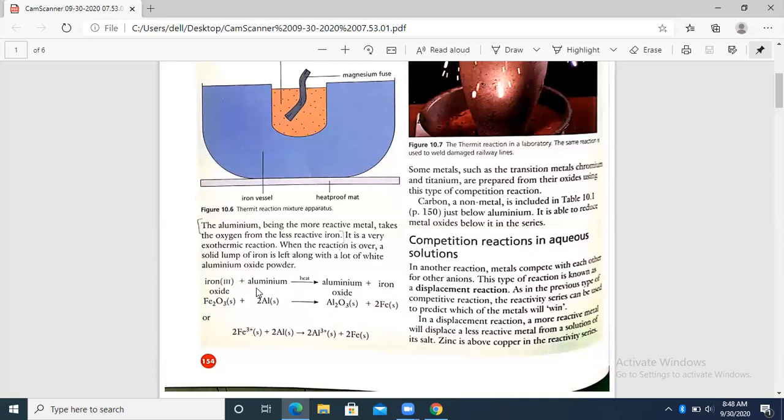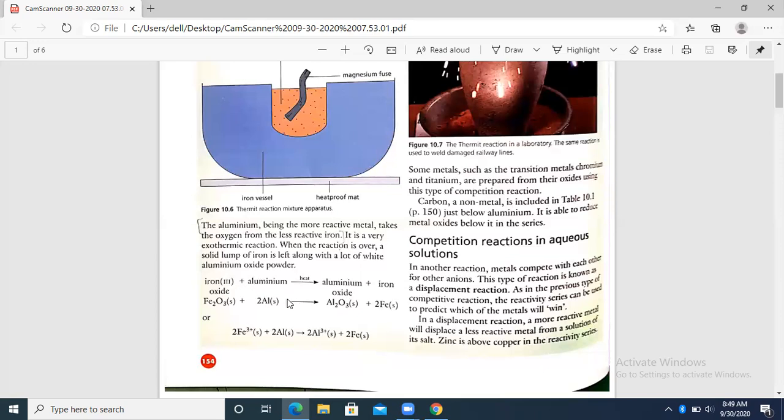Another one is the redox reaction. Redox reaction is actually lesson 2. Now grade 9 students are studying lesson 2, redox reaction, in our book. I will teach you, don't worry. Redox reaction means there are two reactions: one is oxidation and the second is reduction. If both of them happen in a chemical reaction, that is called a redox reaction. Then what is oxidation, what is reduction?